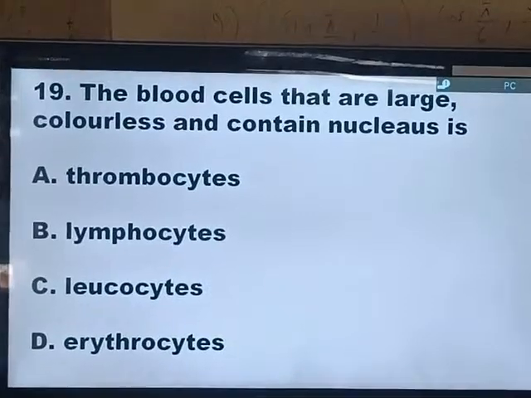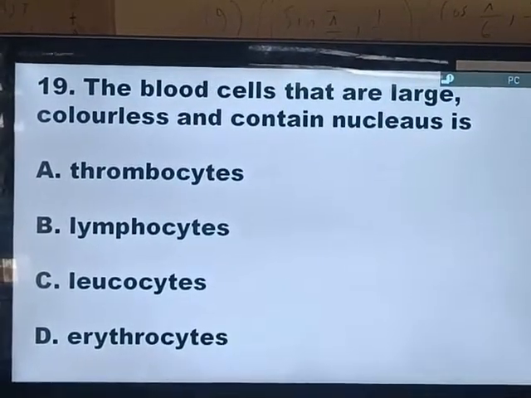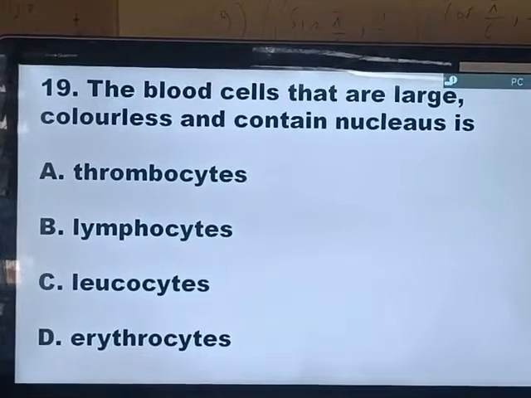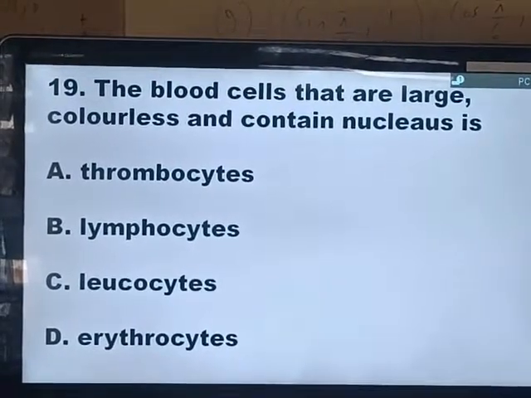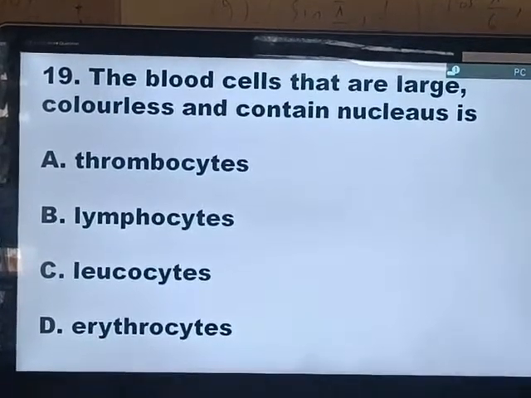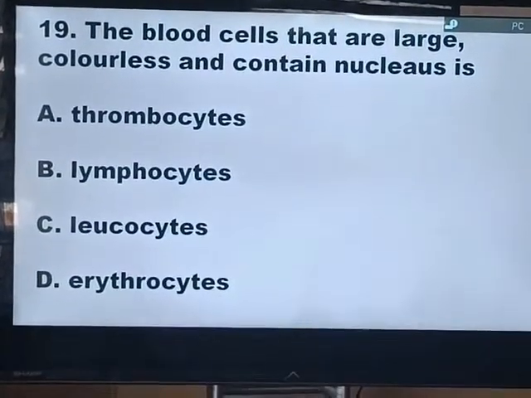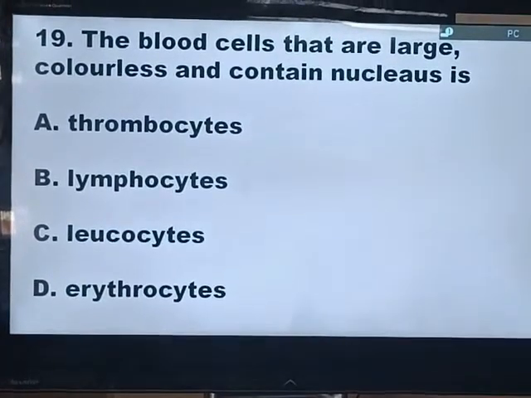The blood cells that are large, colorless, and contain nucleus is dash. Now, that should be nucleus, and nucleus is supposed to be spelled as Nucleus. So there is a problem with that particular spelling. So the blood cells that are large, colorless, and contain nucleus is dash.